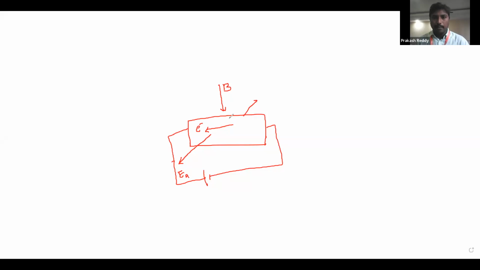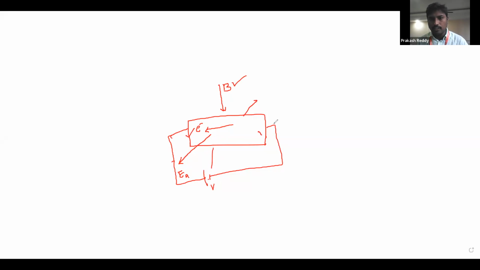Again, I am repeating, when a piece of material is placed in a transverse magnetic field, a potential difference is generated between the two sides. Due to the force acting on the electrons, all the charge carriers are accumulated to one side. So a potential difference is created between the two ends. This is phase 1 and this is phase 2.